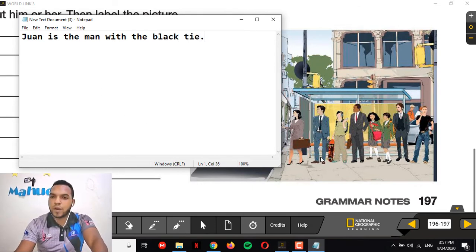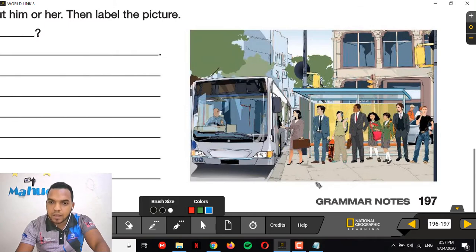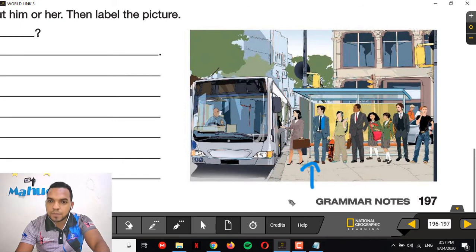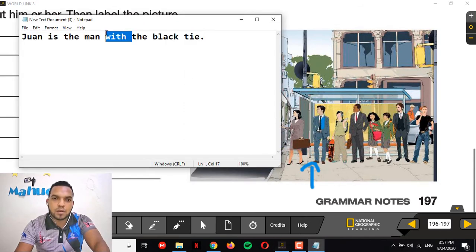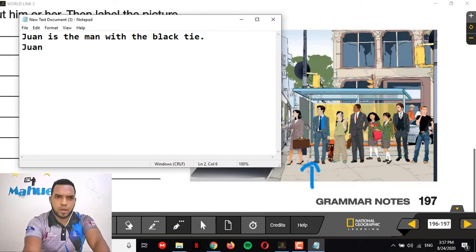Where is Juan? I'm going to look in the photo for the man with the black tie. Oh, I got it. This is Juan. Look at his tie. So I am using the preposition "with." I can say the same, for example, with the other.